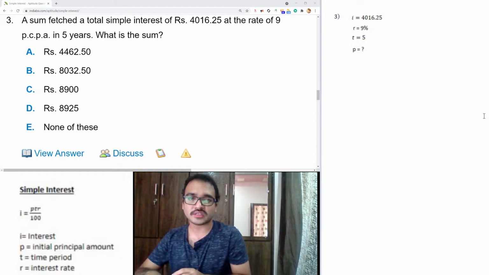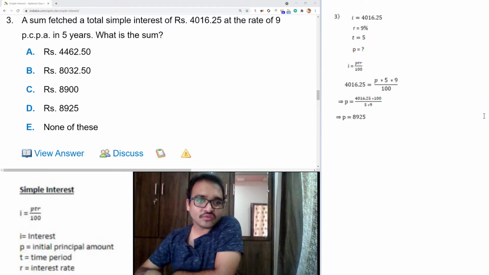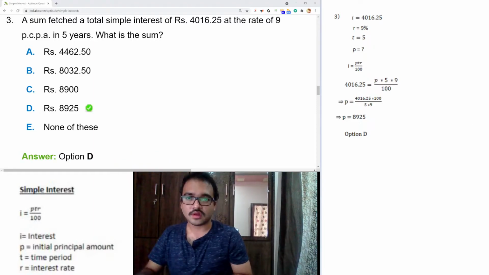P is equal to how much? Formula is I is equal to PTR by 100 for simple interest problems. So if you substitute all the values, 4016.25 is equal to P into 5 into 9 by 100. If you simplify, P is equal to 8925, which means option D. Option D is correct.